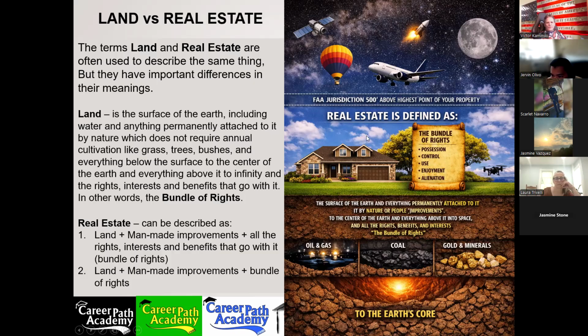Because even though you own everything above your property to infinity and beyond, out into space, the Federal Aviation Administration has exclusive jurisdiction over the 500 feet above the highest point of your property. So they could allow planes to fly over.